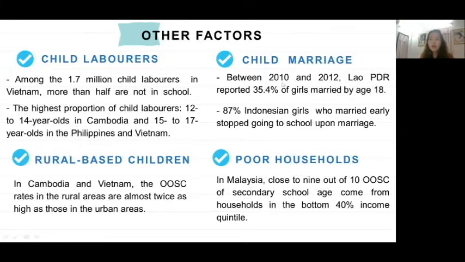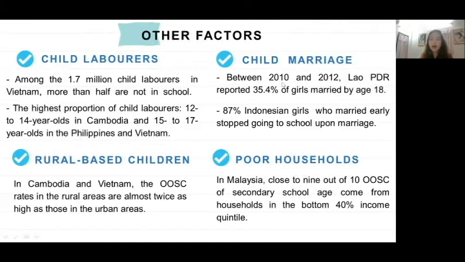And I state some statistics here. Between 2010 and 2012, Laos reported that 35.4% of girls married by the age of 18, and in Indonesia, 87% of the girls who married early stopped going to school.